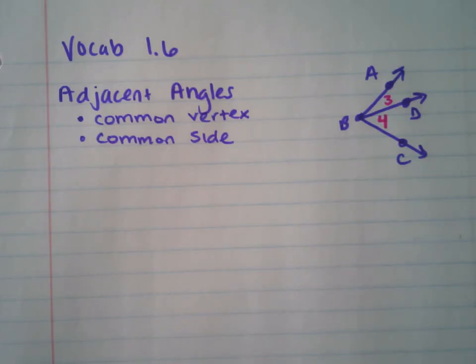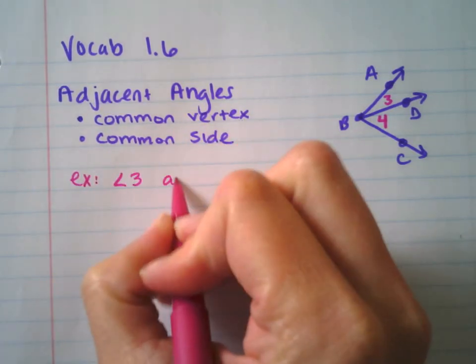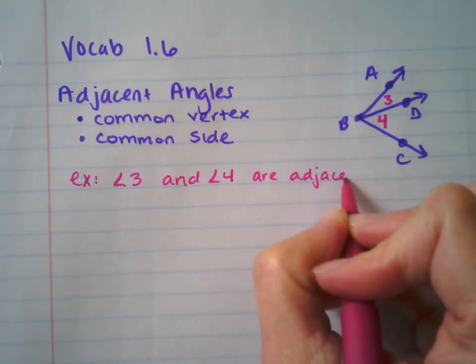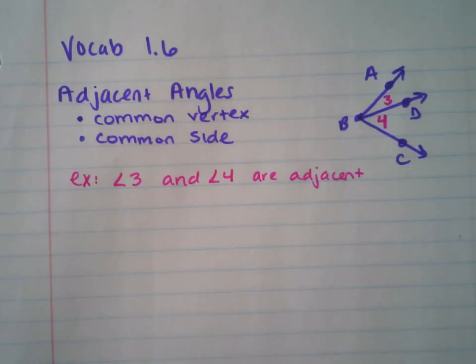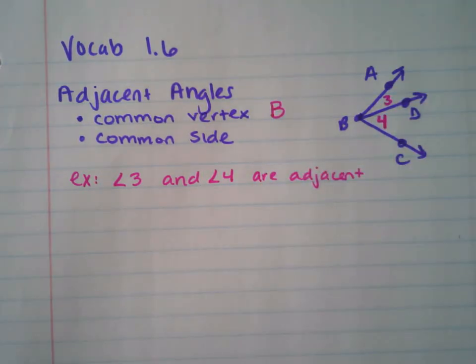So in this picture, our example is angle 3 and angle 4 are adjacent. Okay, angles 3 and angle 4 are adjacent. What would be considered the common vertex in this picture? B. And when I write B, B is a point, I have to use a capital B, right?